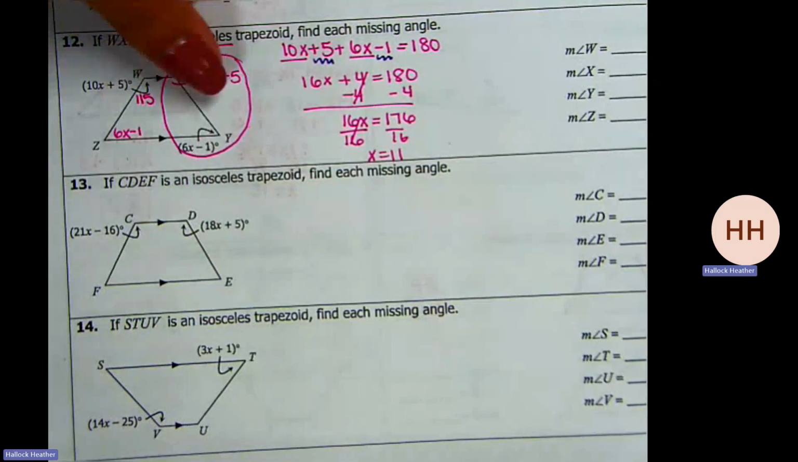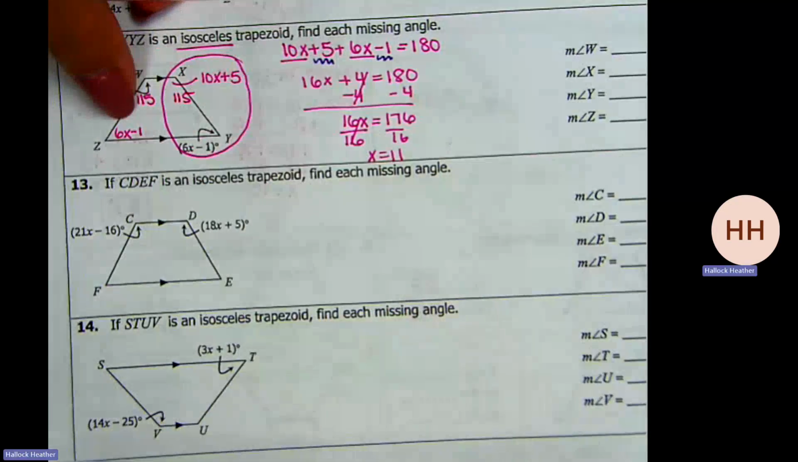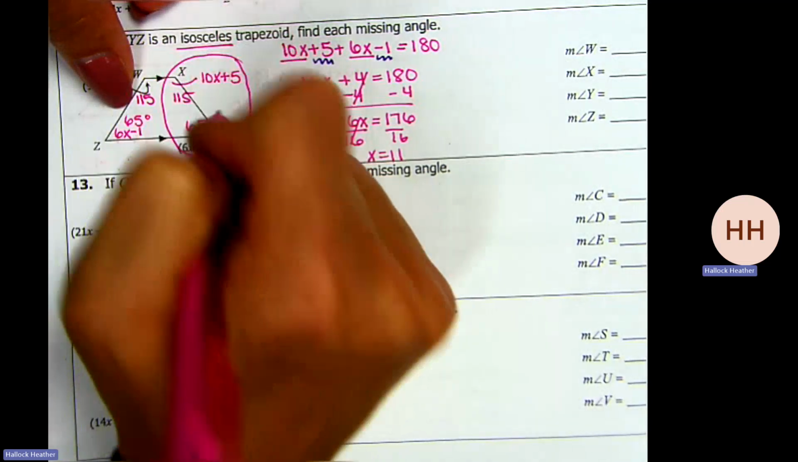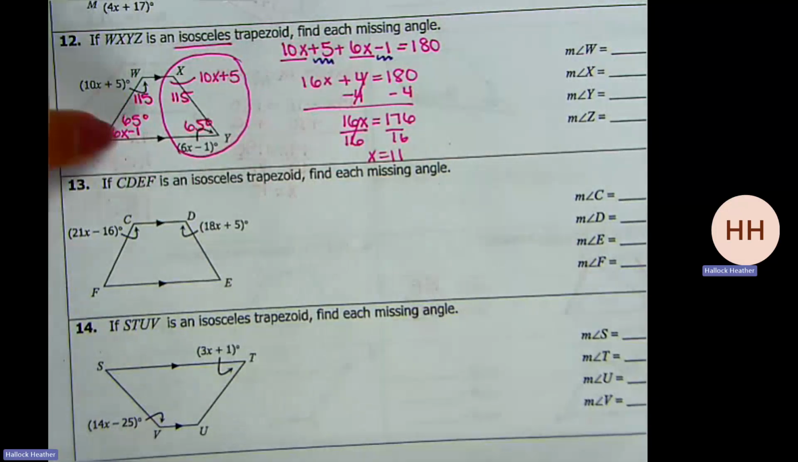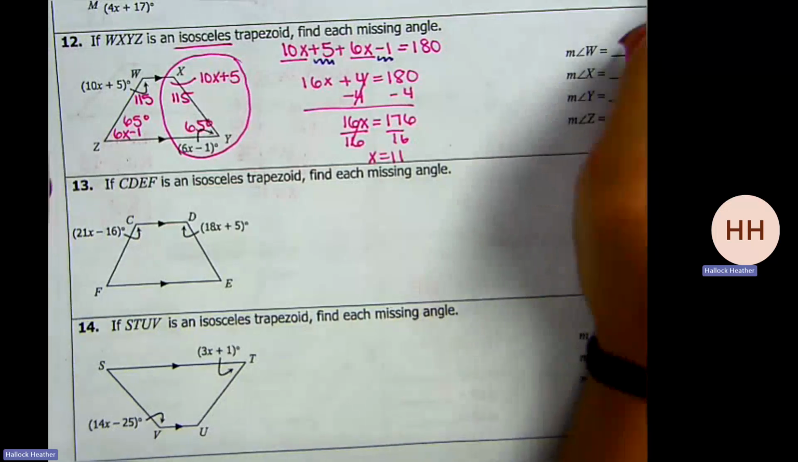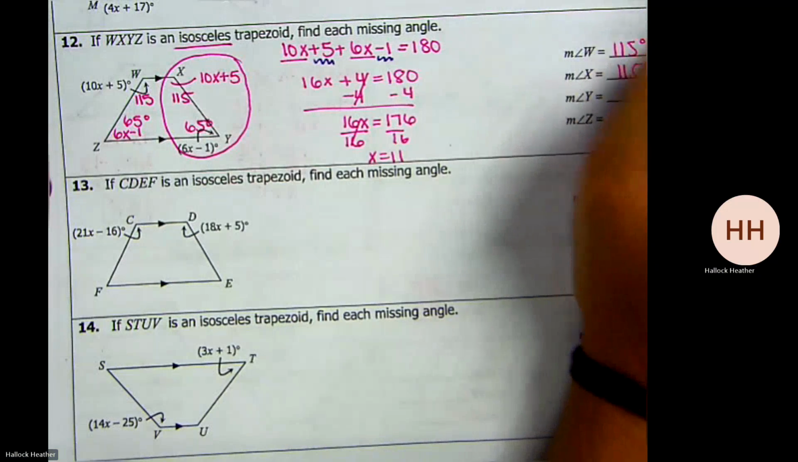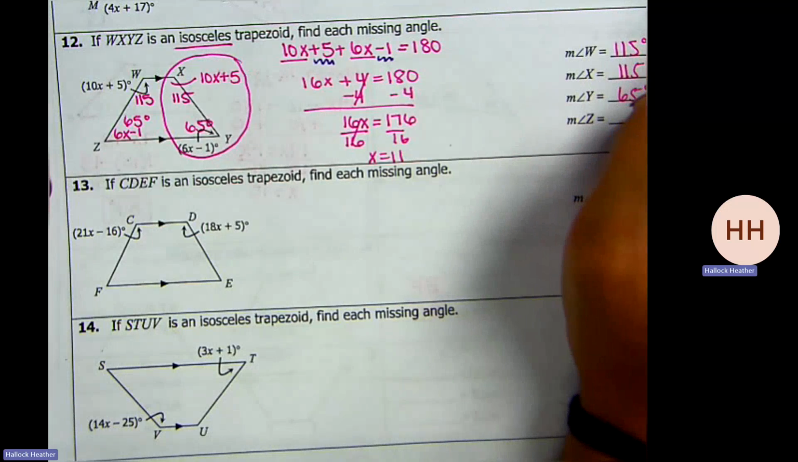If that's 115 degrees, x is also going to be 115 degrees. And then 6 times 11 minus 1. What is it? 65. So down here is 65 degrees. This one's also 65 degrees because the top angles are congruent and the bottom angles are congruent. So I'm going to fill in all these little spaces. So W is 115. X is 115. Y is 65. And the last one, Z is 65.